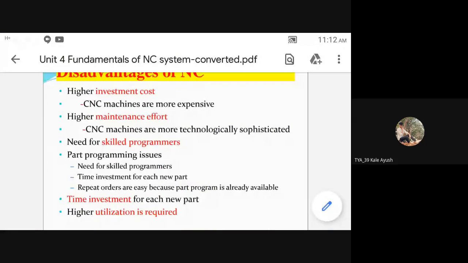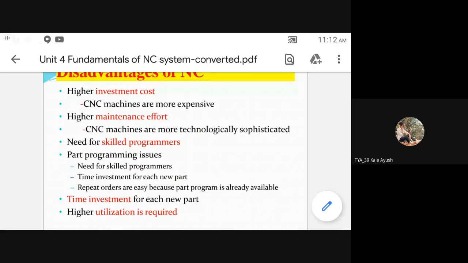Time investment is also required, maximum, for the part programming controlling. म्हणजे आपण ते पार्ट प्रोग्राम ज्यावेळेस तयार करणार त्यावेळेस तुमच्या लक्षात येईल what are the difficulties. Repeat orders are easy because part programs are already available.